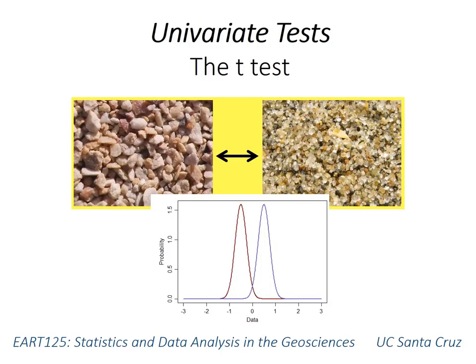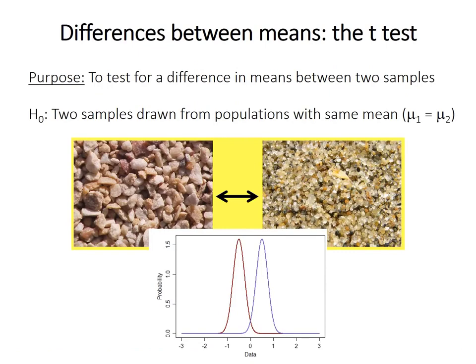This video introduces the t-test. First, we'll discuss it conceptually and then briefly cover its implementation in R. So the goal of a t-test is to compare the mean between two samples. Remember that statistical methods test a null hypothesis, which must be a unique, testable statement with only one possible outcome. So when comparing means, the null hypothesis is typically that the two samples come from populations with the same mean, or that the population mean 1, mu 1, equals the population mean 2.